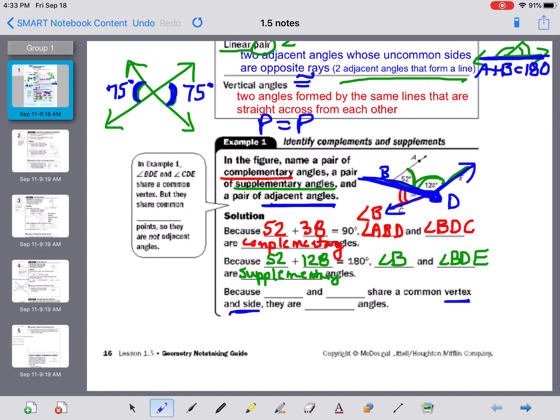So one of my angles can be angle BDC, and the other one can be angle BDE. Because they share a common vertex, they share a common side, so those are called adjacent angles. Okay? Notice on that, and you don't have to name them this way, but do you see how I have a BD and a BD, and then the letter behind it changed? So that's a good indicator that I have adjacent angles because they share that side, BD.